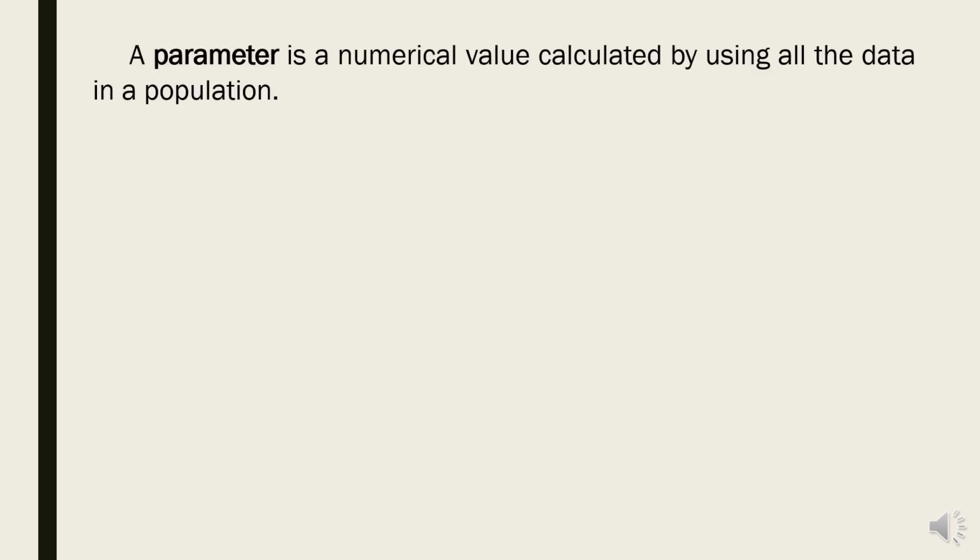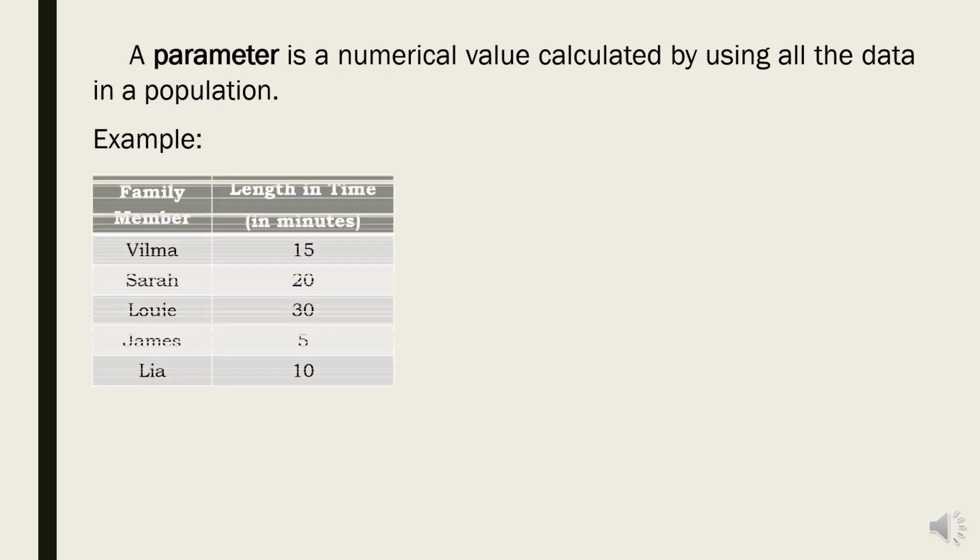First, let us define what a parameter is. A parameter is a numerical value calculated by using all the data in a population. Since we're talking about a population, whatever numerical value we can get from the data of that population is what we call a parameter. Let us consider this given data.